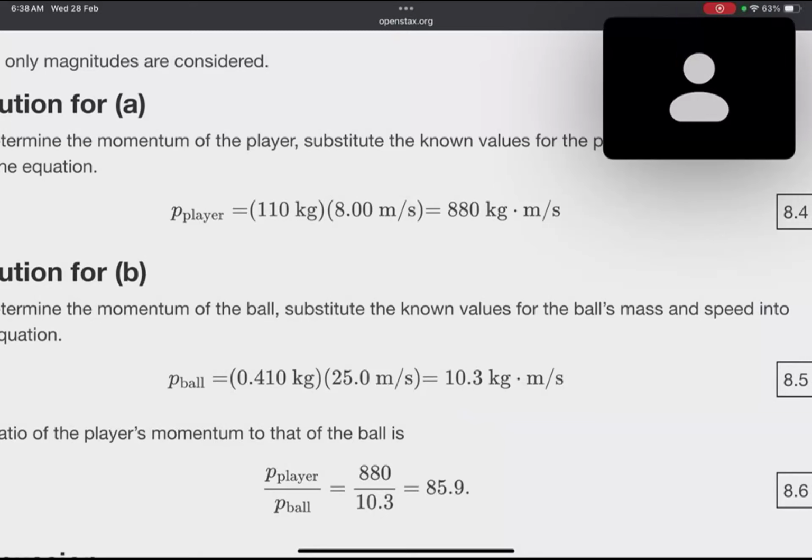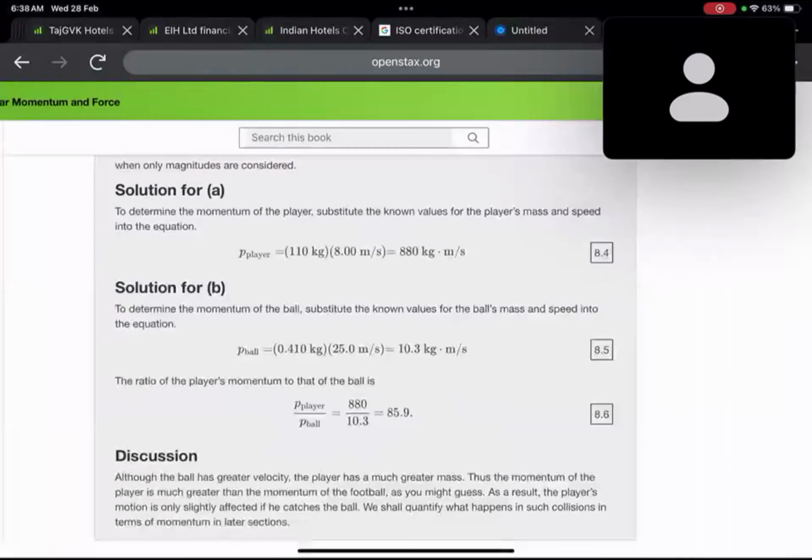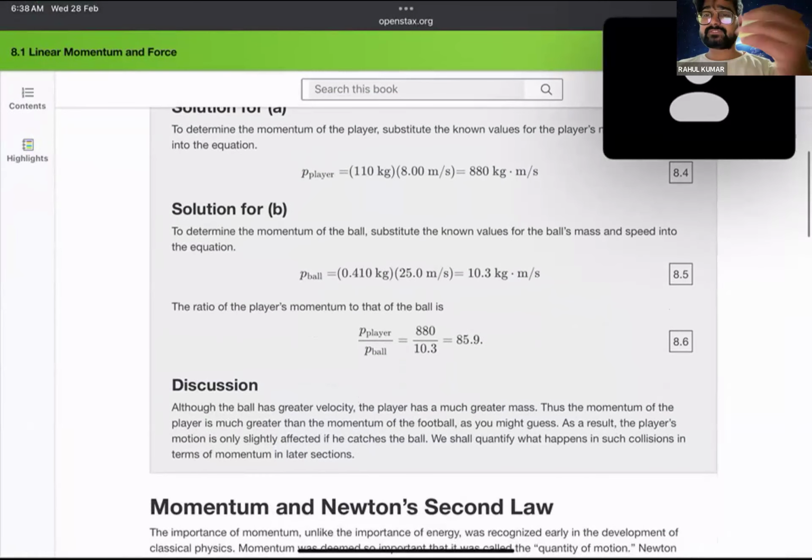So it is not only velocity that determines whose momentum will be higher. It's the product of mass and velocity both. So when we do the product, we see that the person has higher momentum because the product of his mass and velocity is higher. Thus the momentum of the player is greater.